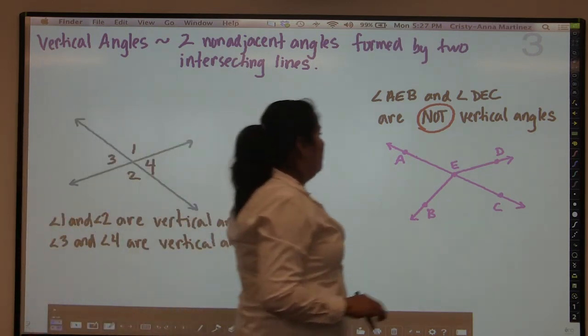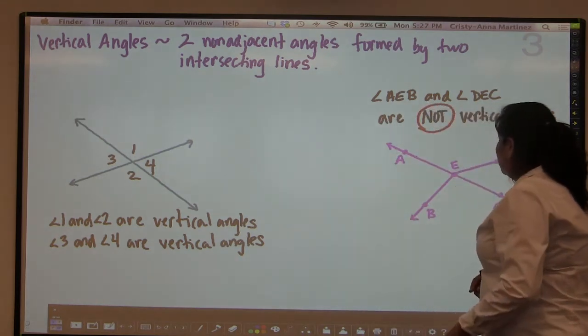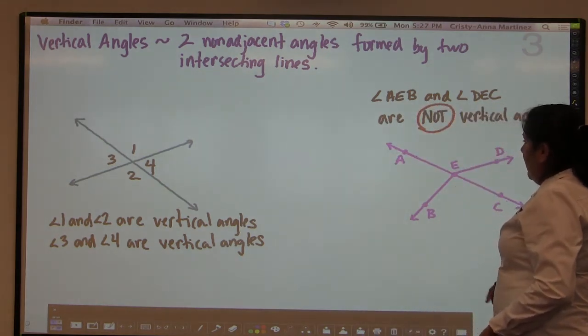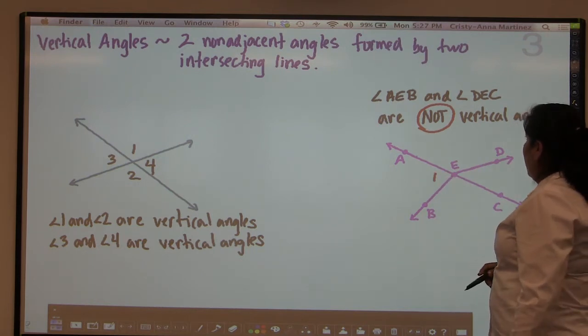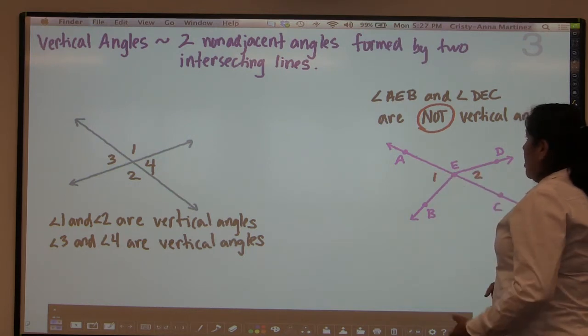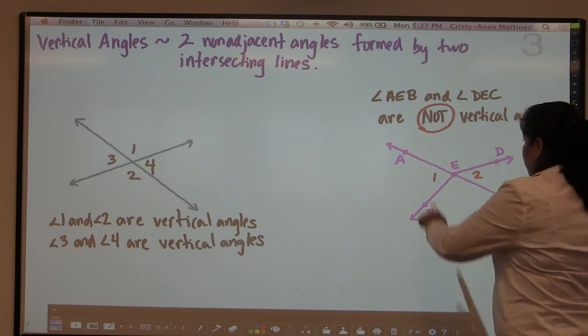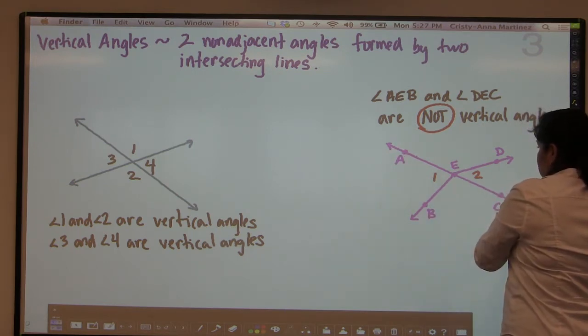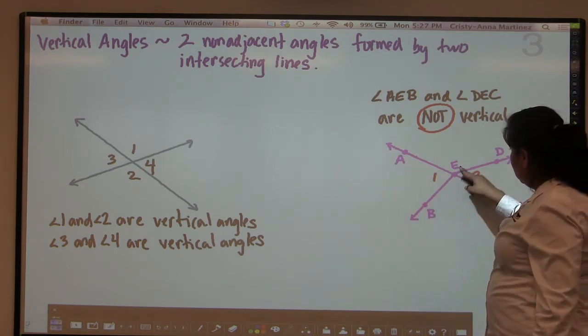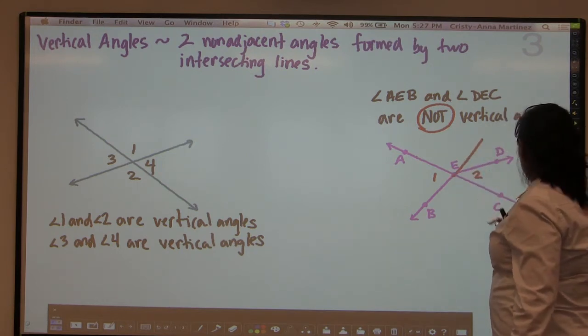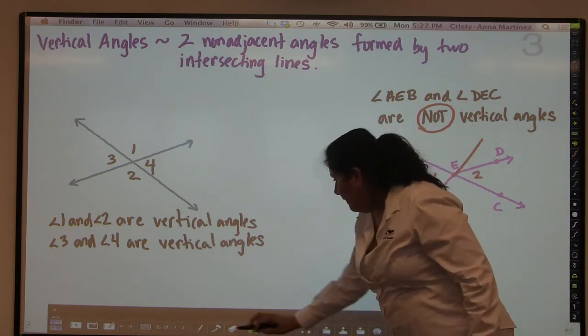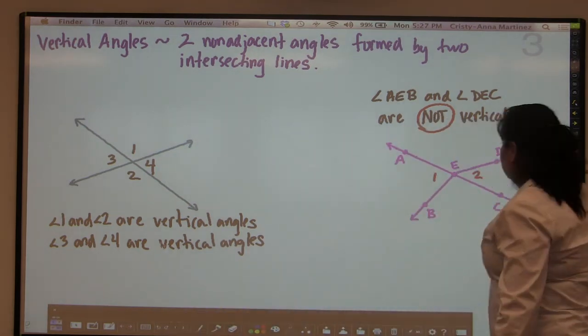Over here we have what doesn't work. The reason why this doesn't work is because AEB, which is this angle here, call it angle 1 if you want, and DEC over here are not formed by two intersecting lines. You have one line here, line AC, but line BE would actually keep going this direction, and so this one is not part of that line. So that is why that fails there.